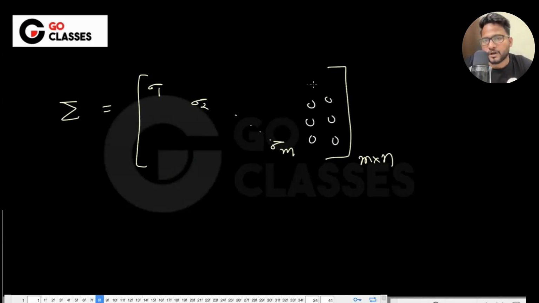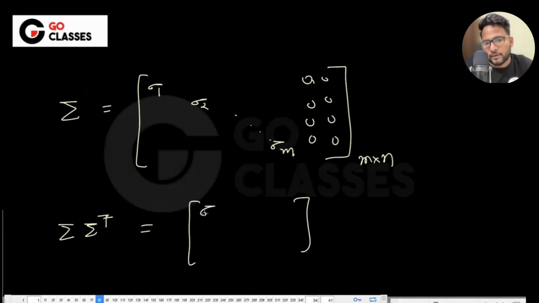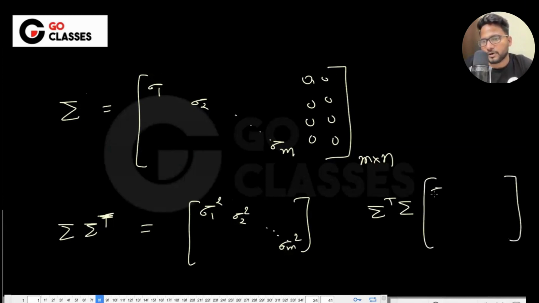If you calculate sigma sigma transpose, it will be a square matrix with sigma 1 square, sigma 2 square, up to sigma m square. And what will sigma transpose sigma be? It will also be a square matrix, but this time it will have sigma 1 square up to sigma m square, and then the remaining will be 0. What dimension will it be?